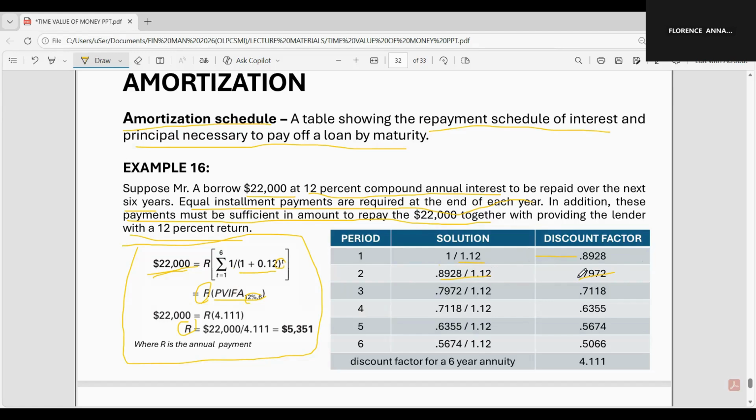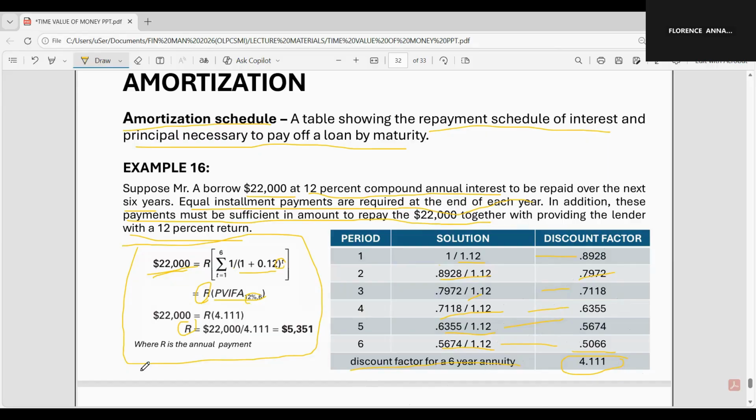Now, if you divide 0.7972 by 1.12, you'll get 0.7118. And if you divide 0.7118 by 1.12, you'll get 0.6355. If you do the same, 0.6355 divided by 1.12, you'll get 0.5674, and 0.5674 divided by 1.12 at the 6th year, that is 0.5066. The sum of this is 4.111, which is the discount factor for your 6-year annuity.